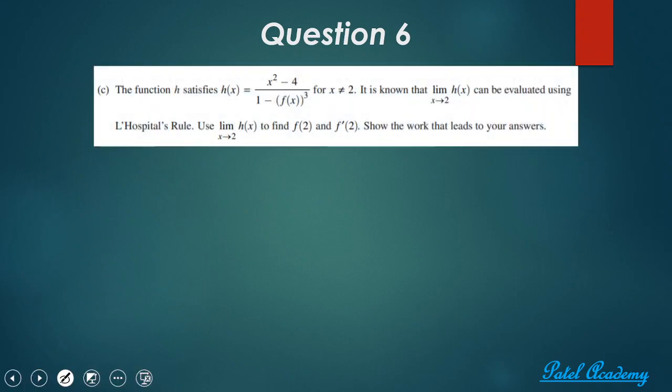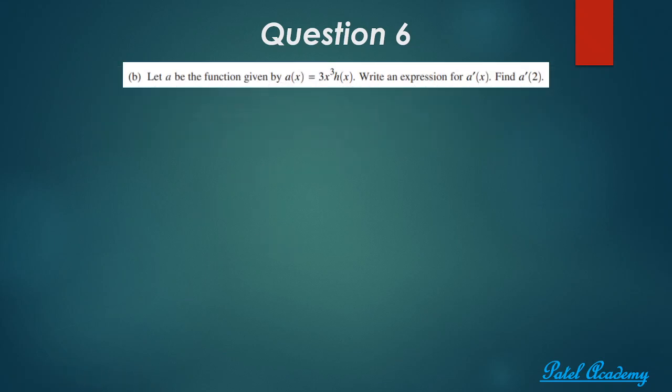Question number C. The function h satisfies h of x is equal to x squared minus 4 over 1 minus f of x all cubed for all x's not equal to 2. It's known that the limit as x approaches 2 of h of x can be evaluated using L'Hopital's rule. Use that limit to find f of 2 and f prime of 2 and show the work that leads to your answer. Okay, well, if you remember earlier, I'm just going to go back.